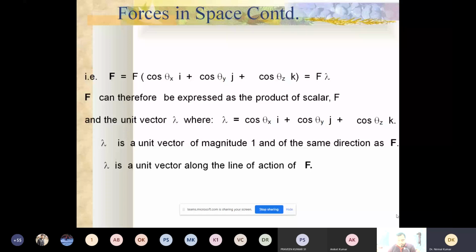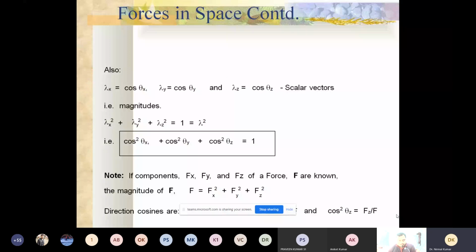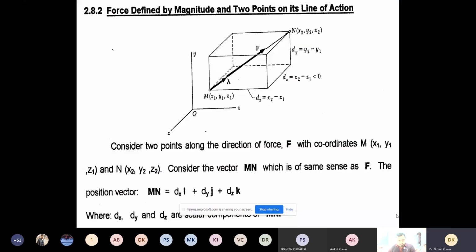And here lambda x square, lambda y square equivalent to... So this is the force defined by magnitude and two points on its line of action. So here you can calculate the coordinates in space.